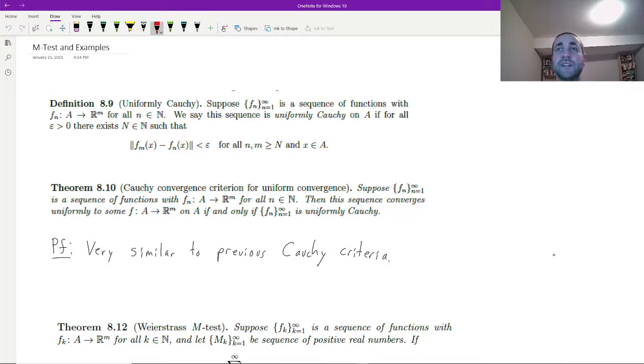So here's a definition of a uniformly Cauchy sequence of functions. We say that a sequence of functions is uniformly Cauchy if, for all epsilon greater than 0, there exists some capital N, so that for all little n and little m bigger than capital N, and all x in A, the difference between f_m of x and f_n of x is less than epsilon.